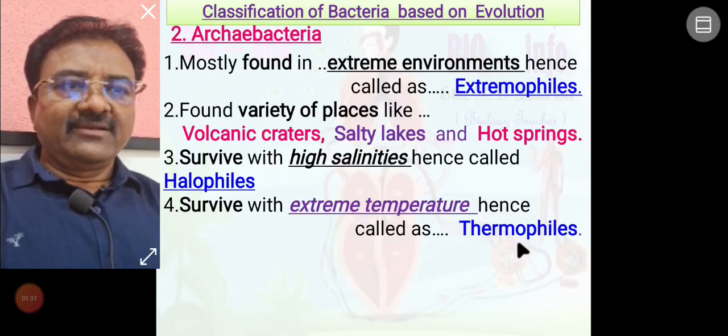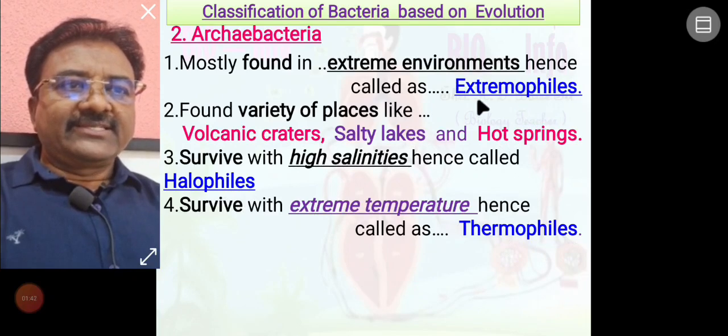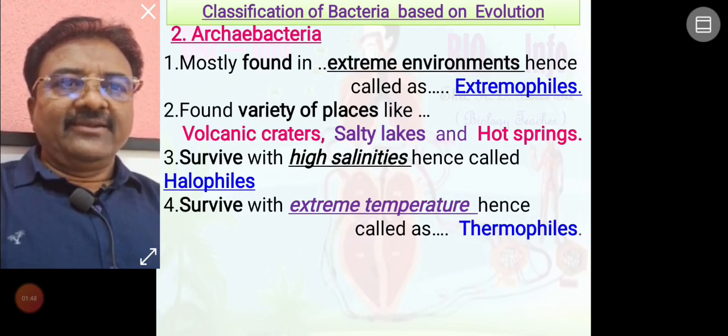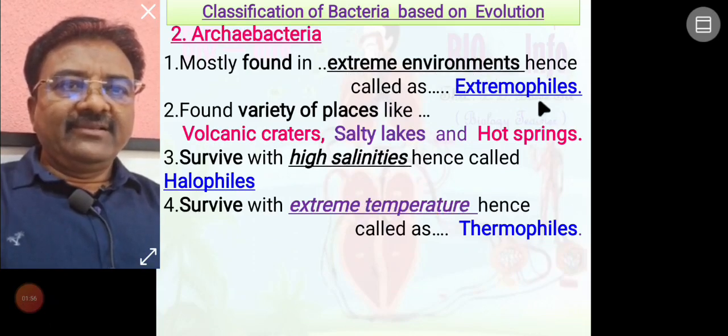Here noted thermophils, holophils, extremophils. Archaebacteria survive in different conditions like extreme environment survival, extremophil, high salinity conditions survival, holophil, and extreme temperature condition survival, thermophile.